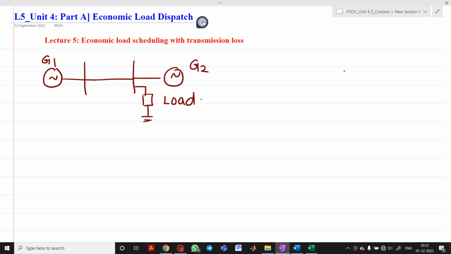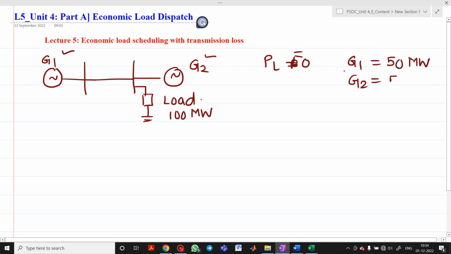Now, let us assume that there are two generators having exactly similar incremental cost curves. Since both the generators are similar, each generator should supply half of the total load for economic load scheduling whenever transmission losses are neglected. When we haven't considered transmission losses, that is, when the loss is equal to 0 and the incremental costs of both the generators are the same, then suppose the load is 100 megawatt. So generator G1 should produce exactly half, that is 50 megawatt. Generator G2 should produce 50 megawatt.